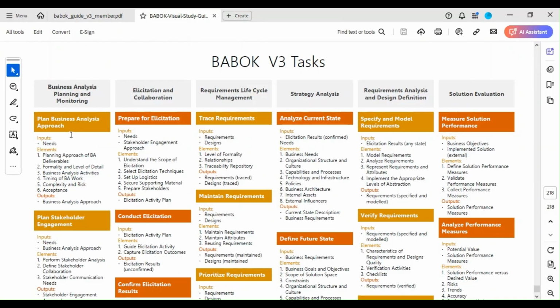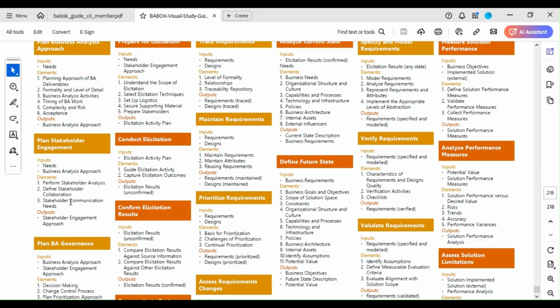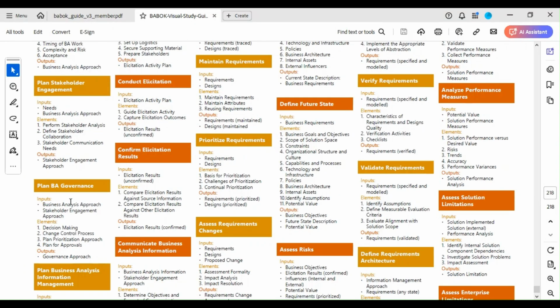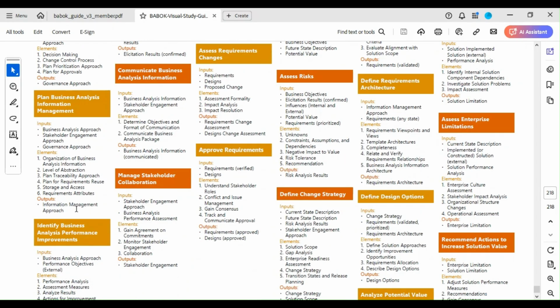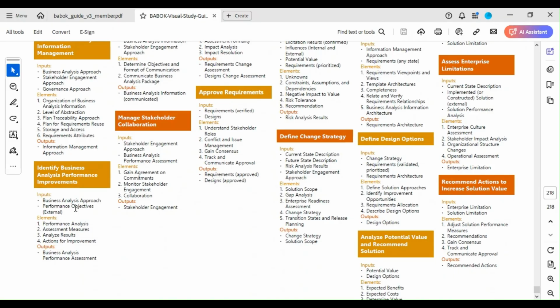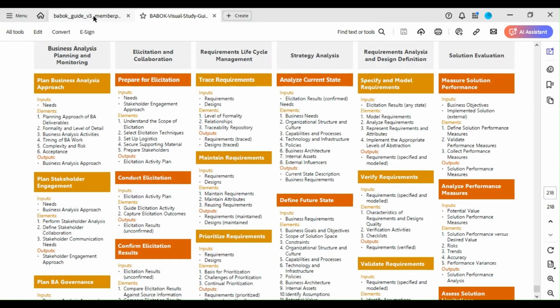Meanwhile, I got this from a test online on IIBA's BABOK, so I think I will share this. For business analysis planning and monitoring, we'll be looking at plan business analysis approach, and these are the inputs, elements, and outputs under it. We're going to look at plan stakeholder engagement, plan BA governance, plan business analysis information management, and identify business analysis performance improvement. So, yes, let's start.